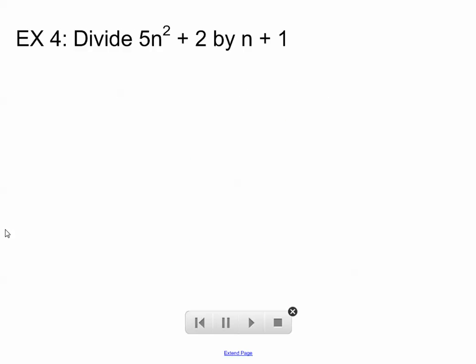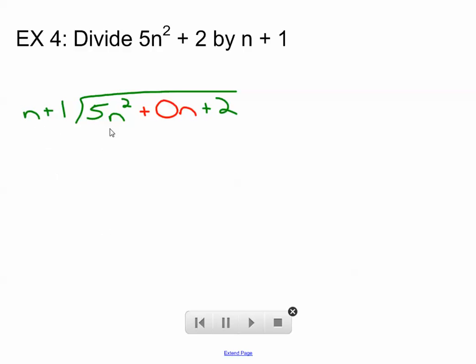All right, this one's just slightly different. And we'll hopefully recognize this when it becomes a problem. But we need to use 0 as a placeholder here. We're going to need that 0n. So we'll just add that in for our dividend. Our divisor is n plus 1.